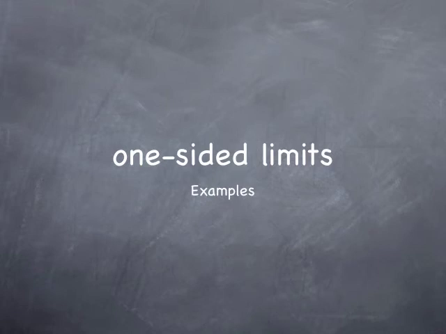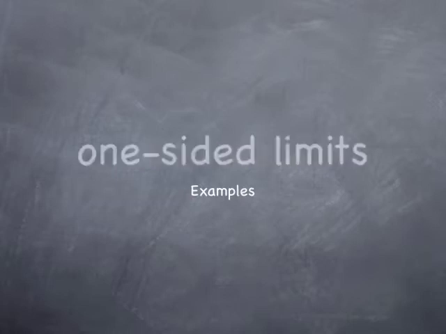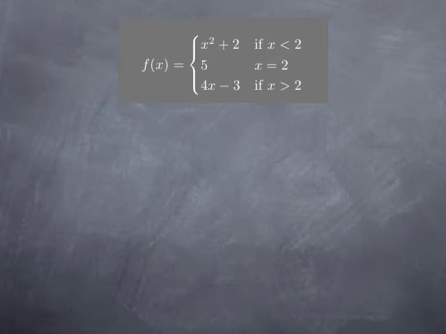So let's look at some examples and try to see how we calculate this one-sided limit. So let's start with a function that is defined by x squared plus 2 if x is less than 2, takes a value 5 at x equal 2, and is defined by 4x minus 3 if x is greater than 2. And let's say we're interested in knowing whether this function has a limit at x equal 2, and if it does, what this limit is.